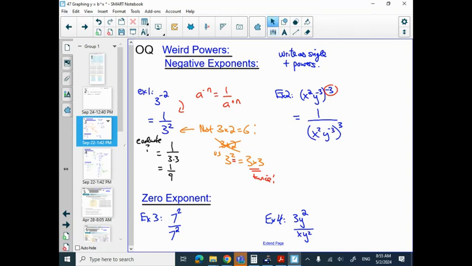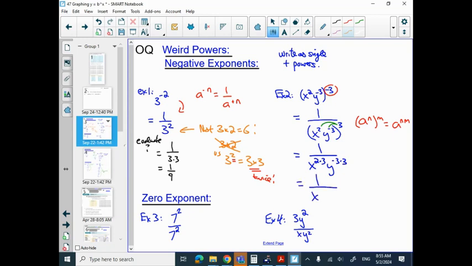And then the other rule that we can apply is that a to the n, all to the power of m, equals a to the n times m. And it goes on to each piece. So we have a 3 under there and a 3 under there. So that gives us 1 over x to the power of 2 times 3 and y to the power of negative 3 times 3. So that's going to give us a 1 over x to the 6 and a y to the negative 9.